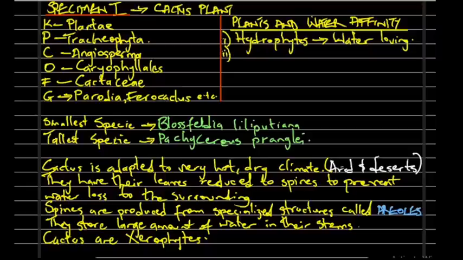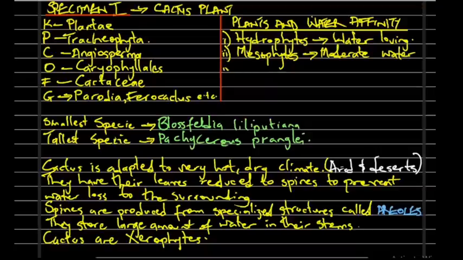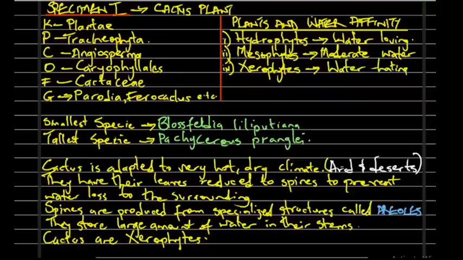And then we have the second one called the mesophytes. These organisms are found in an environment that does not have much water, so they have moderate amount of water. Well, we have the third one, called the xerophytes. The xerophytes are water hating, so to say, because they are found in environments that are extremely dry, that do not have much amount of water. So that is basically what we need to know about the cactus.